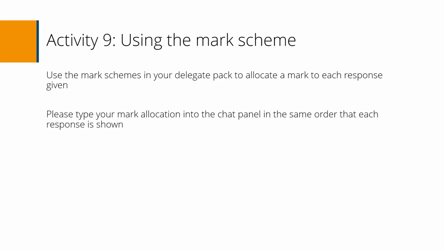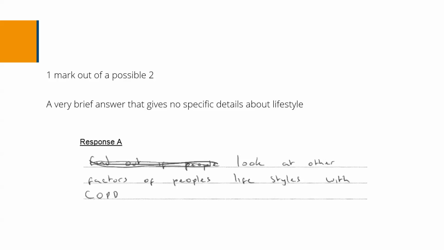So let's look at the first example. The first example gets one mark only. It says here, and look at the factor of people's lifestyle. So lifestyle factors without any extra would give us one mark only. Okay, let's move on to the next example. Response B: amount of pollution in the air that the person lives in, and any history of genetically caused lung disease in the person's family. So the second response would get 2 marks.